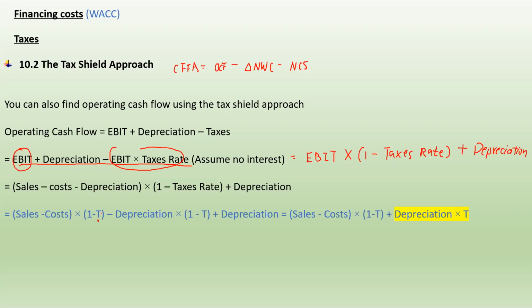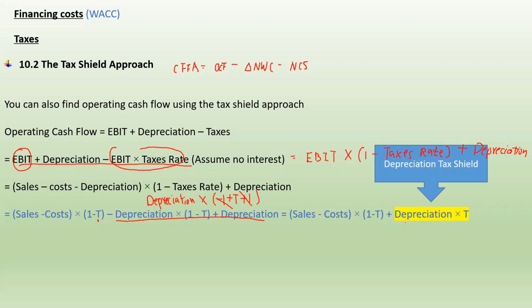T is the tax rate, and minus depreciation times 1 minus tax, and add back depreciation. So then we can combine those two terms. So those two terms equal to depreciation times negative 1 minus t, which is negative 1 plus t, and plus 1. So those 1 will cancel out. So the second term becomes depreciation times tax rate.